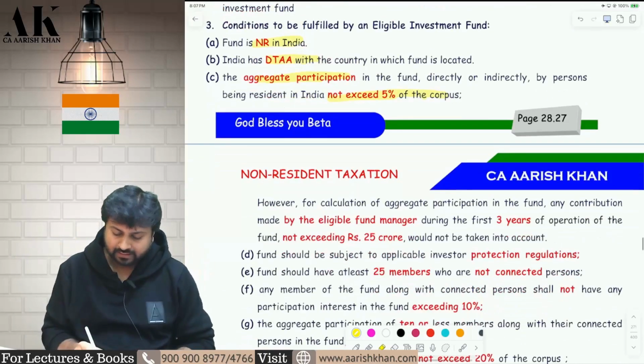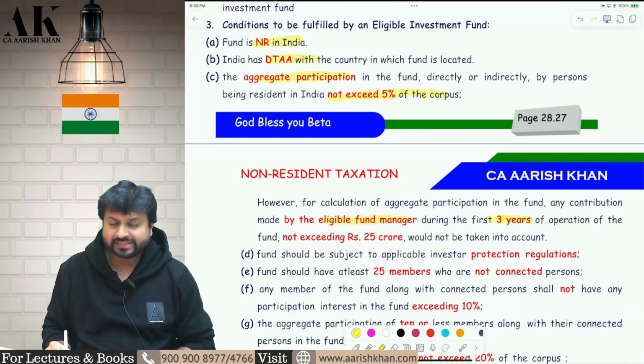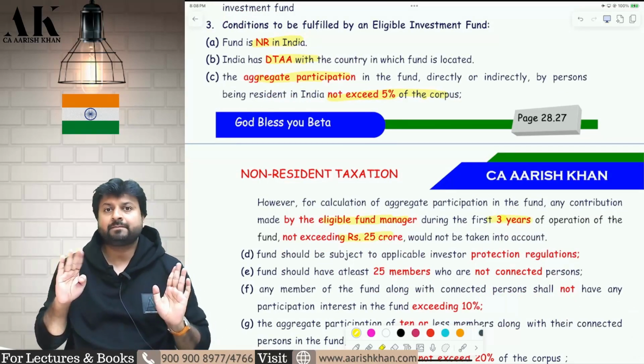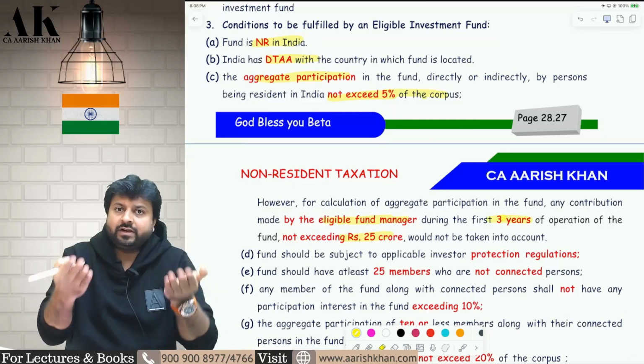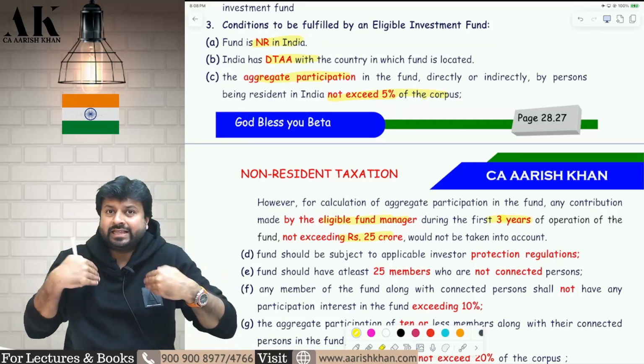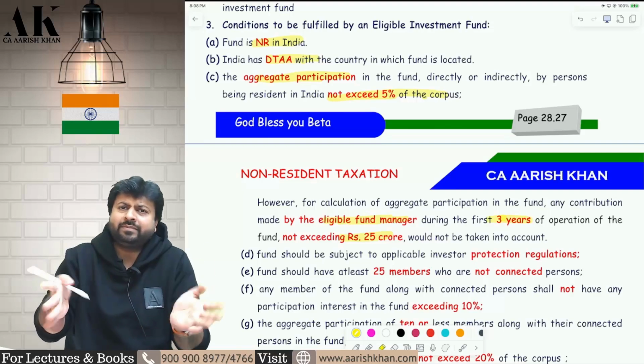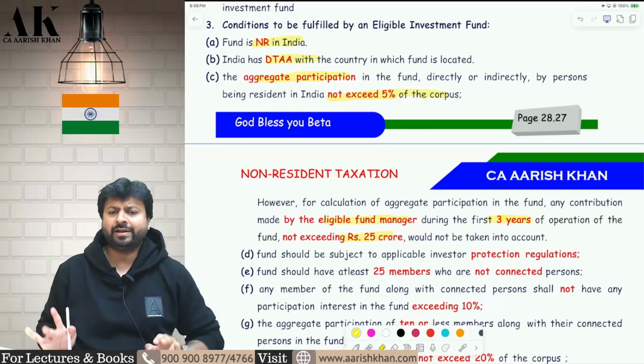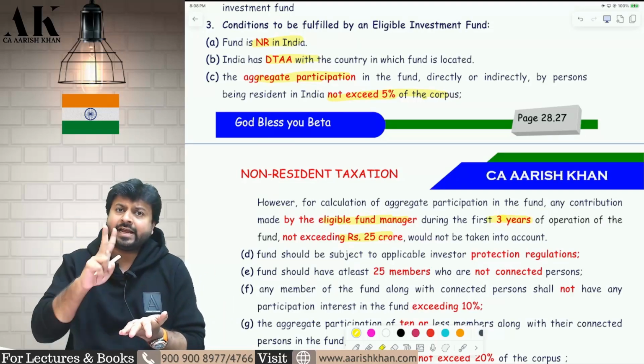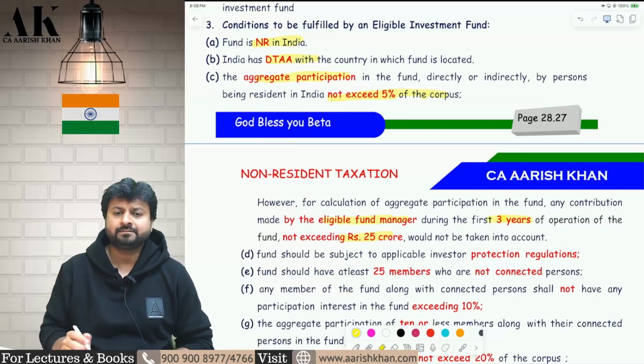But the eligible fund manager for the first 3 years can invest up to 25 crores. Suppose the fund is of 100 crore, then the eligible fund manager can invest up to 25 crore, even though it amounts to more than 5%. It is allowed to the fund manager, but only for the first 3 years and only up to 25 crores, not more than that.